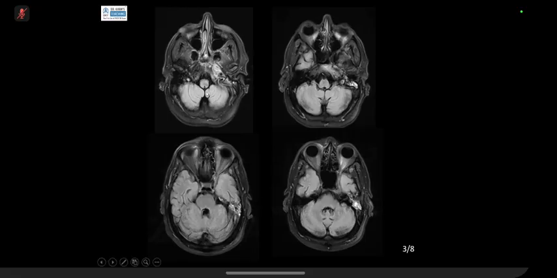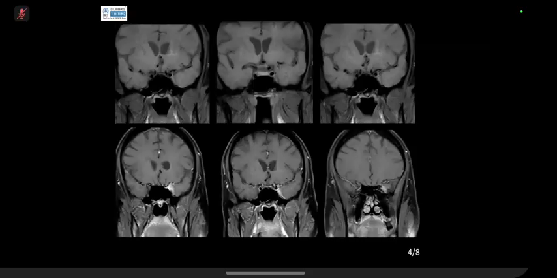Yes, sir. I can see that there is extension of the process, the infective etiology I suppose, up to the petrous apex. And if the sixth nerve is involved, and the patient is having palsy of the sixth nerve, lateral rectus muscle, it should involve the cavernous sinus as well. And in the first image, I can see that the process is extending upwards towards the cavernous sinus as well.